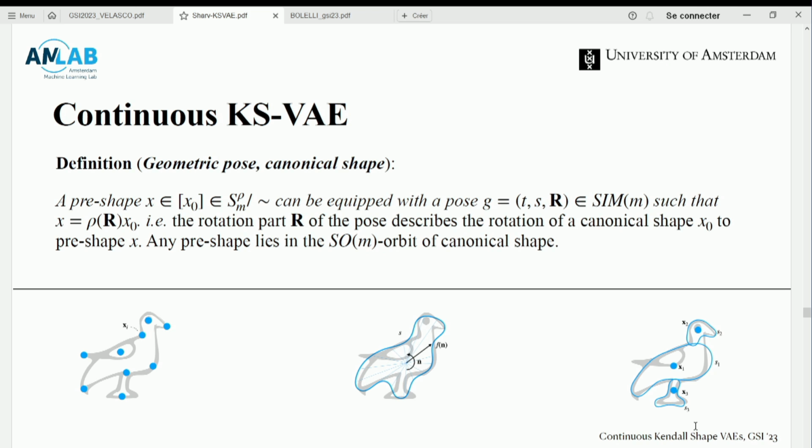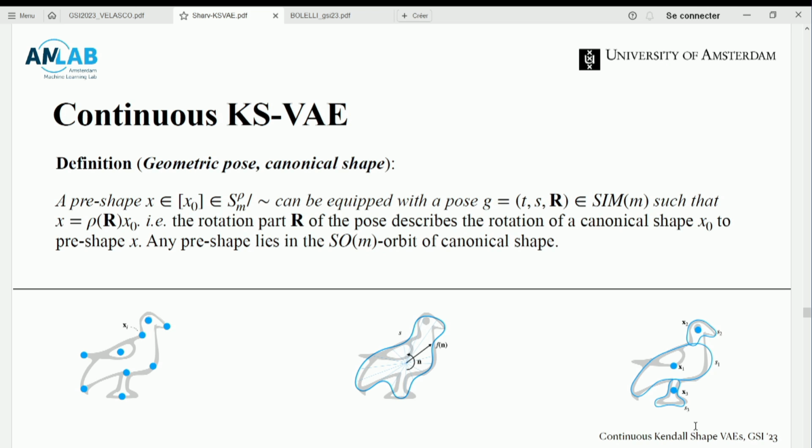We define the pre-shape as follows, such that it can be equipped with this pose. For this work, we mainly take SO(n), such that we have a rotation part of the pose that describes the canonical shape, and x0 for the pre-shape. And any of this pre-shape lies in an SO(n) canonical shape orbit.